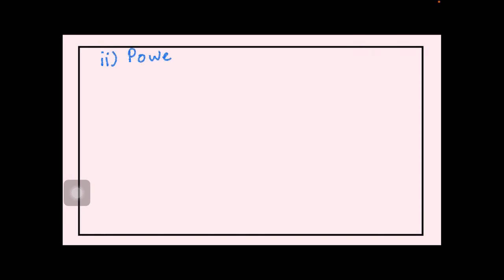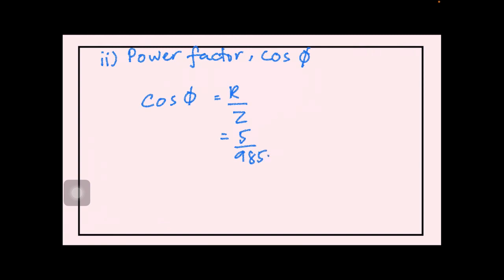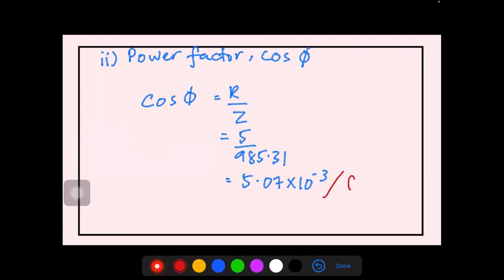Continue to question number 2. We need to find the power factor. We call it cos phi. So the formula for cos phi is equal to R over Z. Substitute the value of R and the value of Z. We get cos phi equals 5.07 times 10 to the power of negative 3.